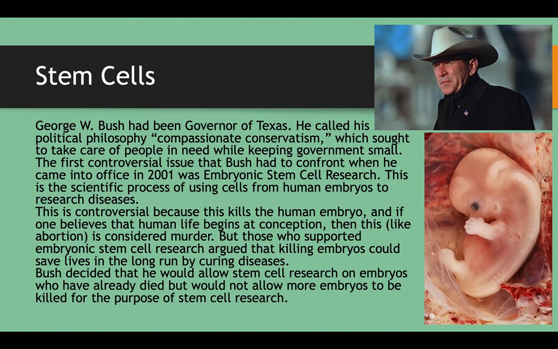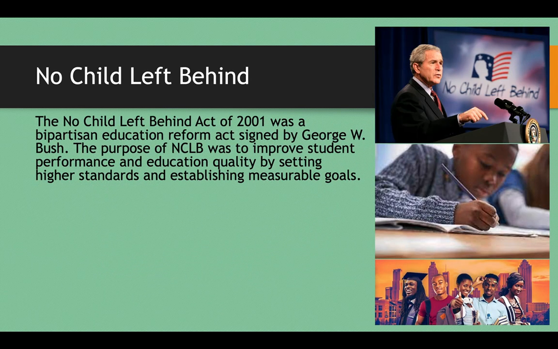So Bush had this big decision to make about whether or not to allow this process. And in the end, Bush decided that he would allow stem cell research on embryos who have already died, but he would not allow more embryos to be killed for the purpose of stem cell research.